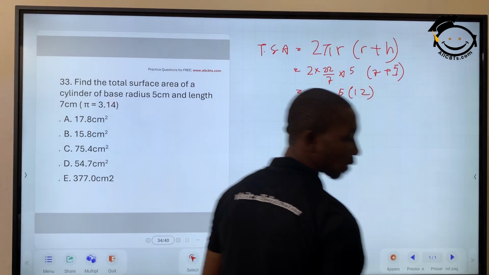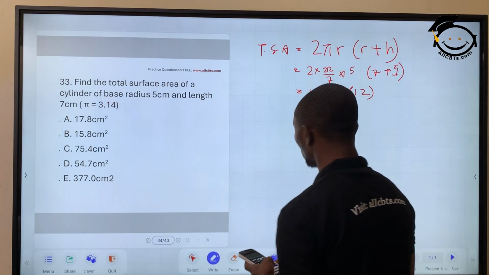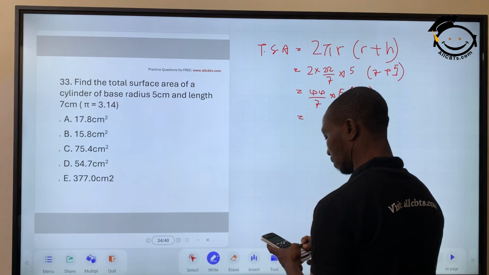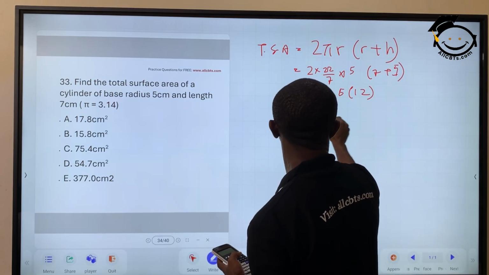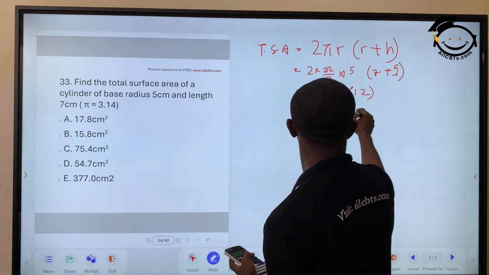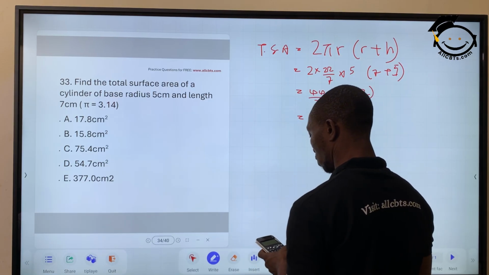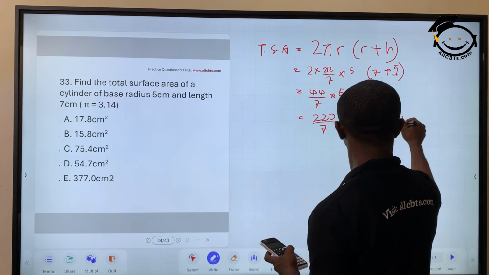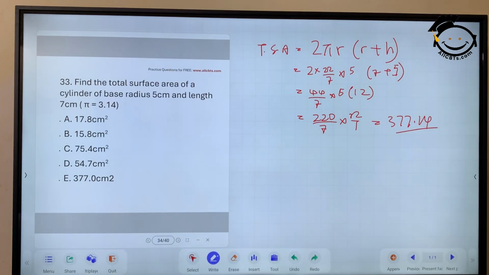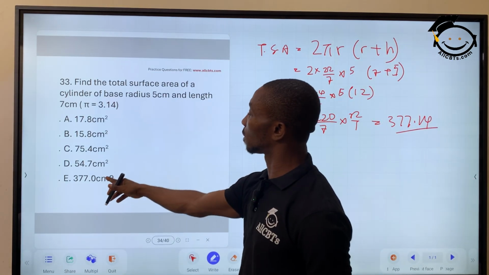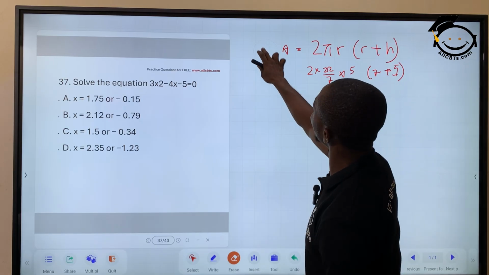So this will be 44 times 5, 220 divided by 7. So 220 divided by 7 times 12 over 1 will give us 377.14. So that will be 377 centimeter squared. And next question says, solve the equation.